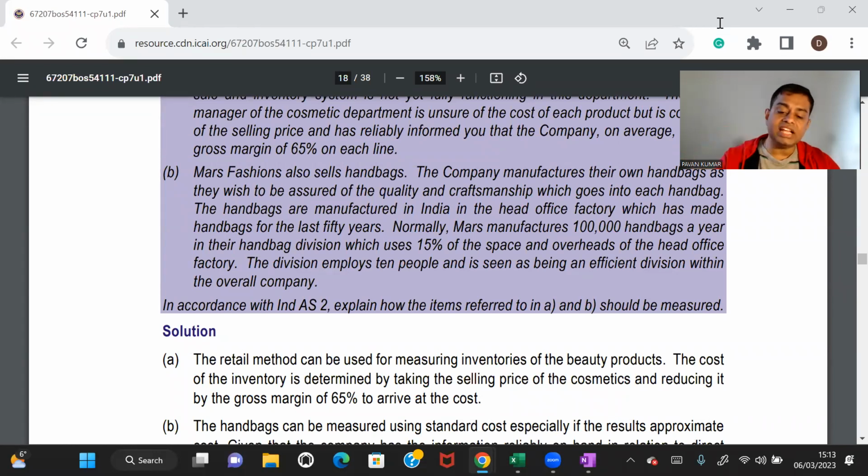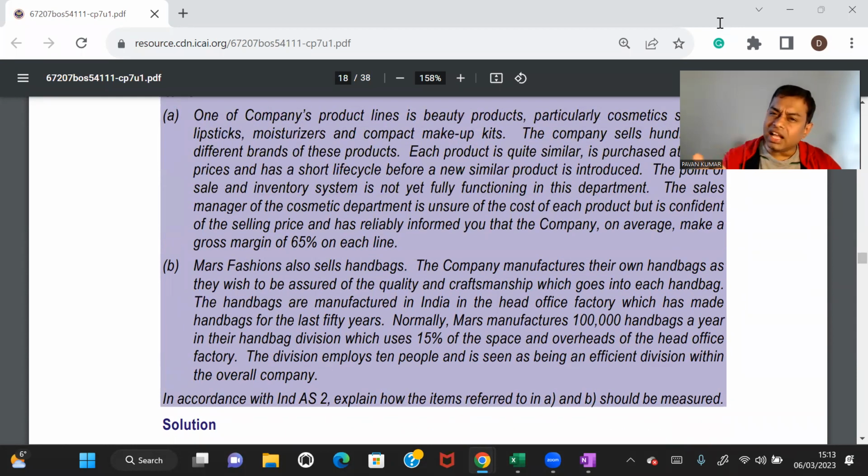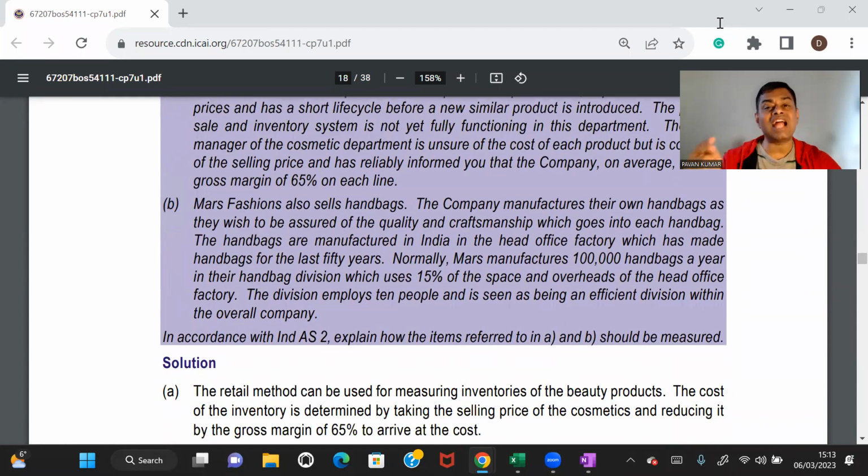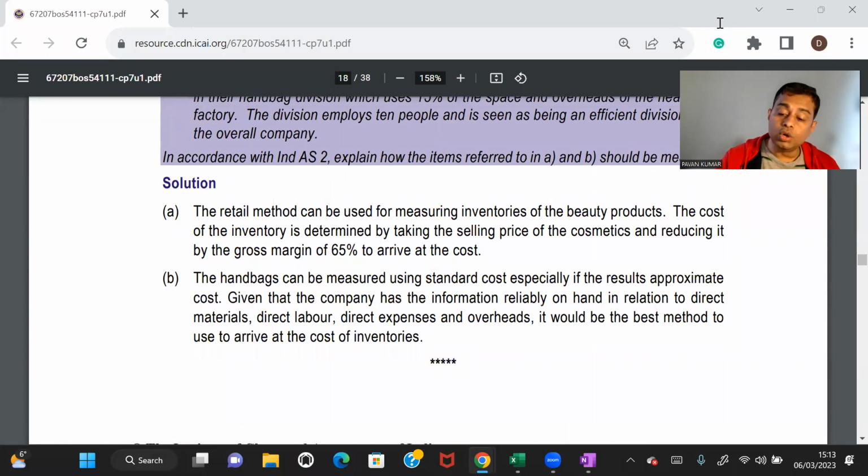So read the facts of the case. A, you will use the retail method. B, you will use the standard cost method, because in B, your capacity utilization, your resource utilization, your production level, everything is clearly known. Then you use the standard cost method. Of course, with the standard cost method, you will also review it. You will not use the same standard cost every year; maybe monthly, quarterly or annually, you will review your standard cost. This is B.